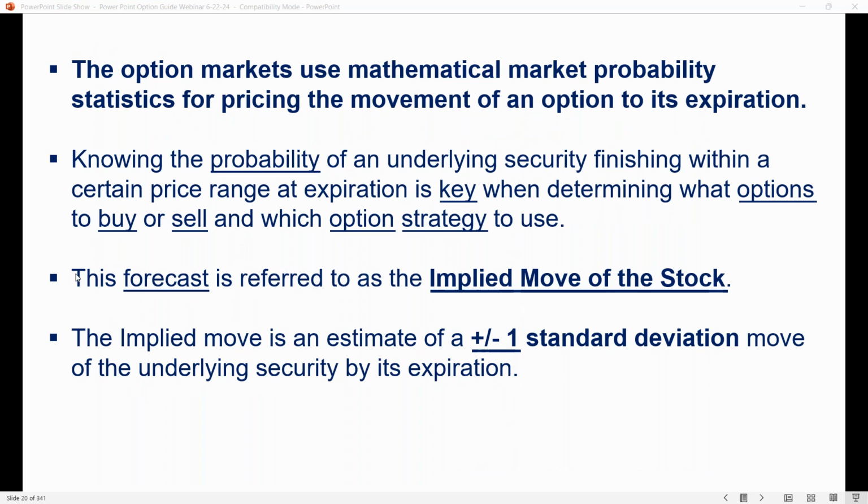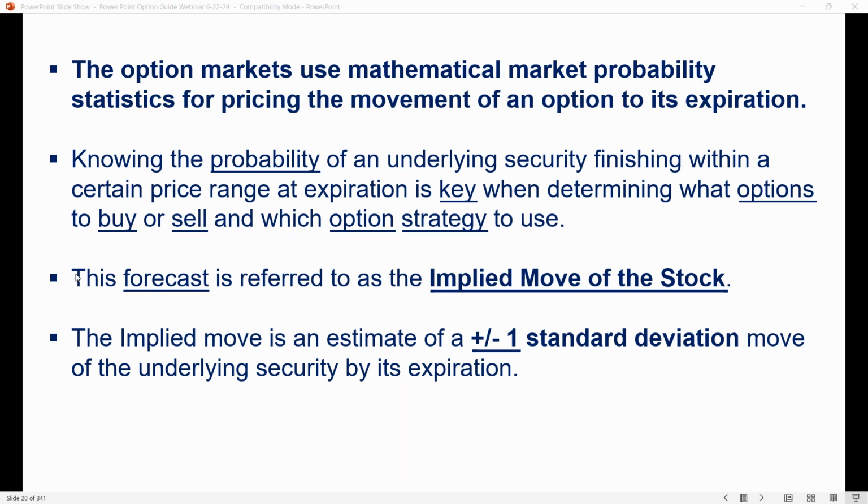So when we look at the option market, the markets use mathematical market probability statistics for pricing the movement of your option to its expiration. Now, most of the option models are based on what we call the Black-Scholes models. They have some little different tweaks to it, but that's the common foundation of these option platforms that you're currently using. The Black-Scholes models plug in price, time, volatility, those kind of things. Now, knowing the probability of your underlying security finishing within a certain price range at expiration becomes key to determining what options you want to buy or sell, and then what option strategy to use.